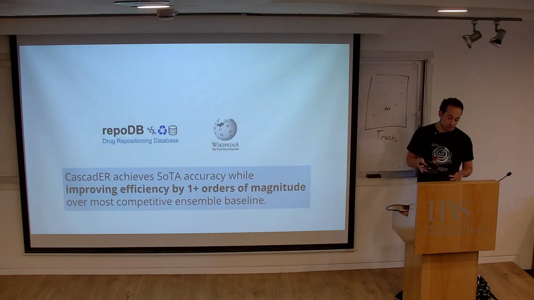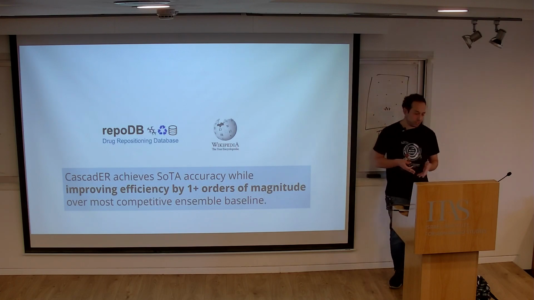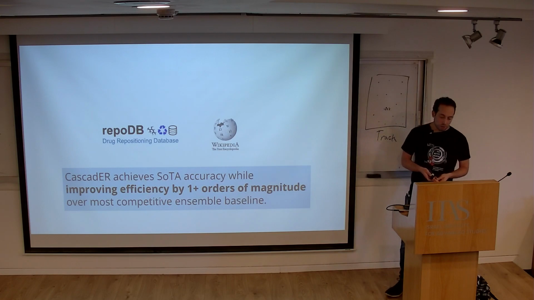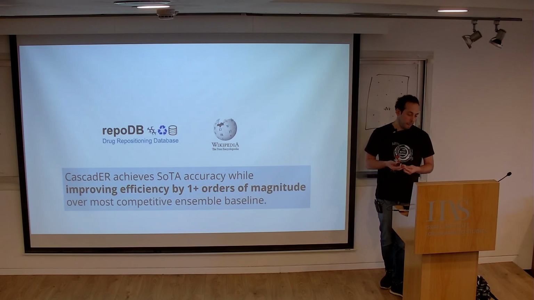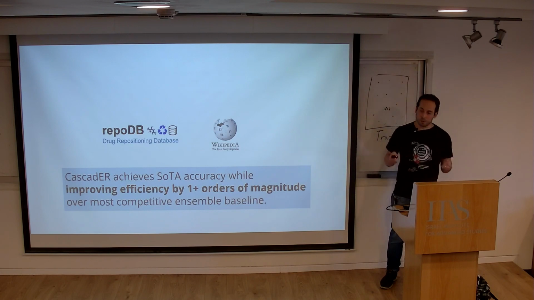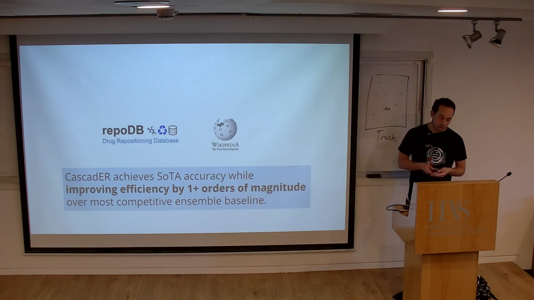And as a final result here, we evaluated all kinds of knowledge bases, for example, on RepoDB, the drug repositioning task. We also improved state-of-the-art accuracy by a few points, which is substantial. At the same time, we improved efficiency by at least one order of magnitude over the most competitive ensembles that combine the graph and the text. So that's an improvement on both fronts.